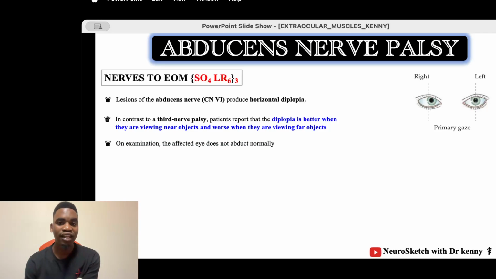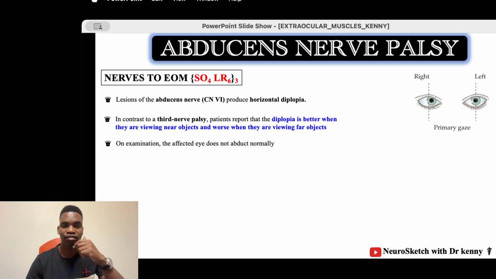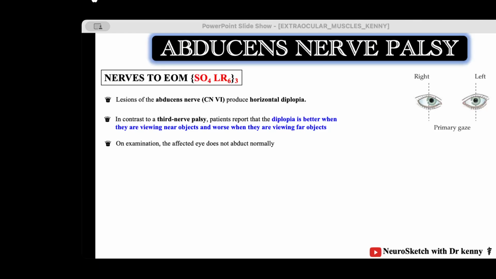So on examination, as we've seen in the previous slide, the patient will fail to abduct the affected eye.